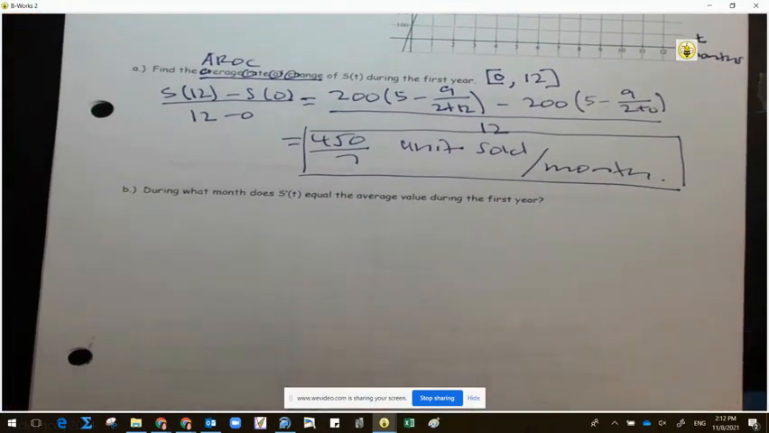Is that saying like sold 450 units in 7 months or per month? Per 7 month. In the 7 month.